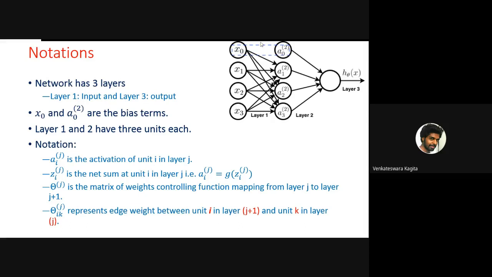How many weights will I have here? Suppose I have 3 units in layer 2 and 3 units at layer 1. So what is the dimensionality of the weight matrix here? It is 3 by 4, isn't it? 3 times (3 plus 1) by adding the bias term.